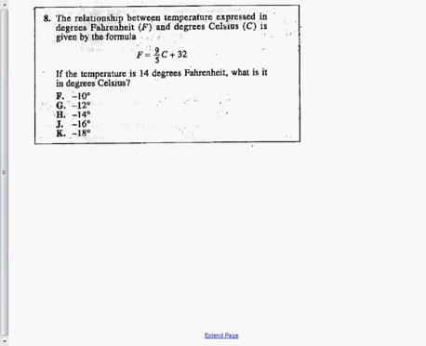Okay. Relationship here between the temperatures in terms of Fahrenheit and Celsius. So here we have the formula that Fahrenheit is 9/5 times C for Celsius plus 32 degrees. If the temperature is given to be 14 degrees Fahrenheit, can we find the temperature in Celsius?